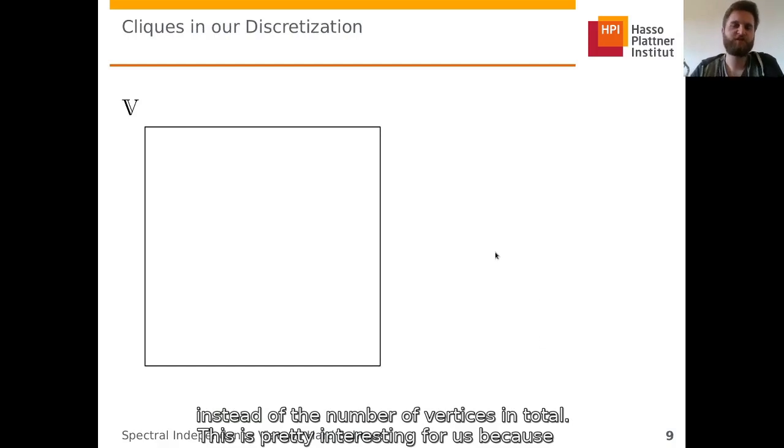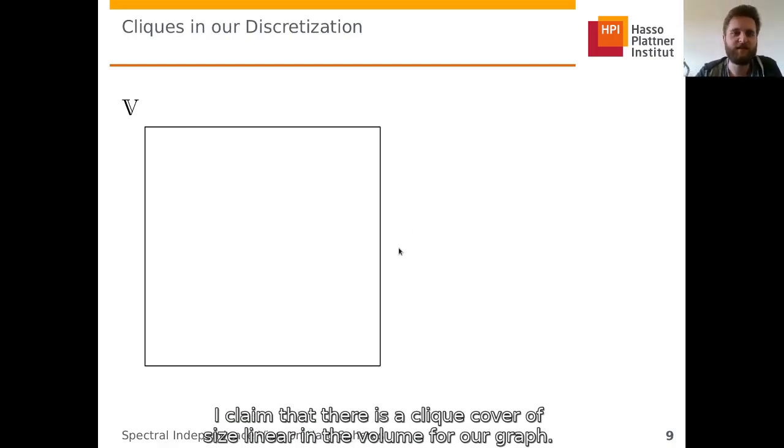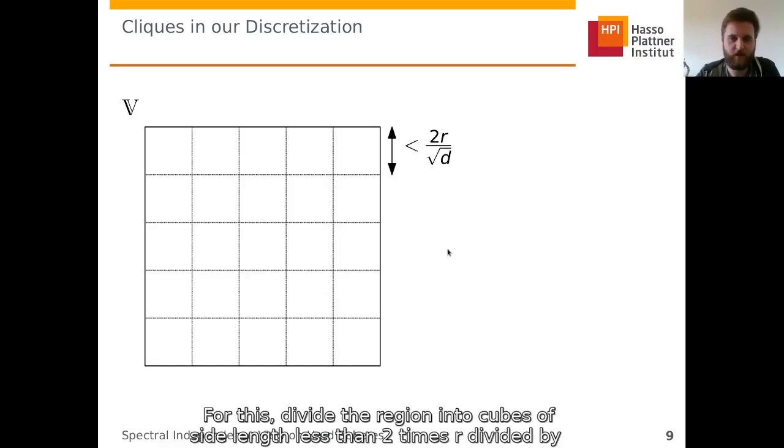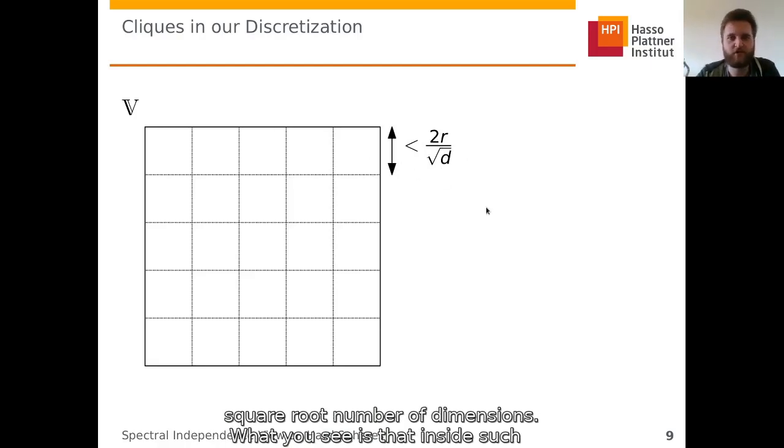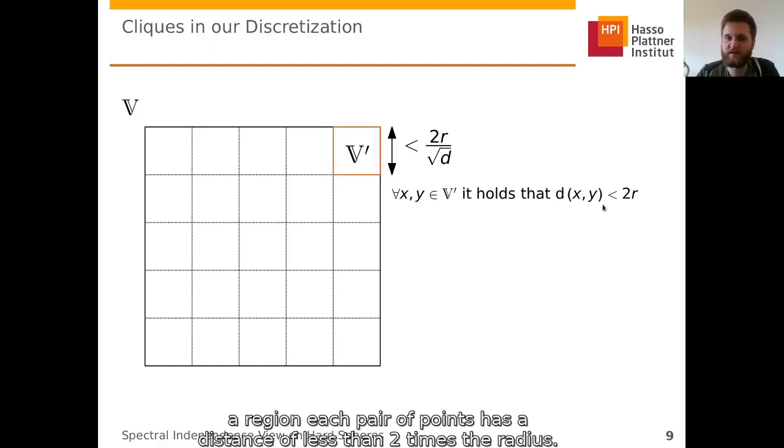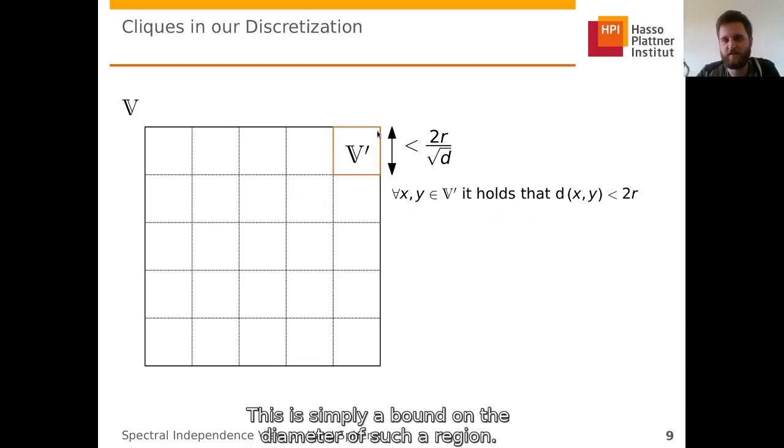Now this is pretty interesting for us because I claim that there is a clique cover of size linear in the volume for our graph. For this, divide the region into hypercubes of side length less than 2 times r divided by the square root of the number of dimensions. And what you see is that inside such a region, each pair of points has a distance of less than 2 times the radius. This is simply a bound on the diameter of such a region.